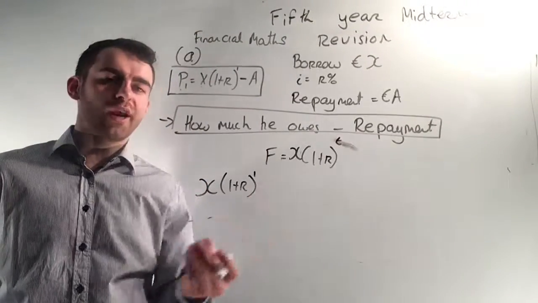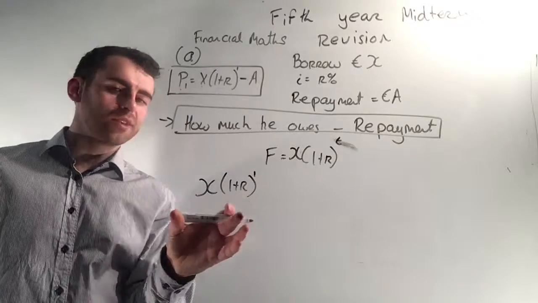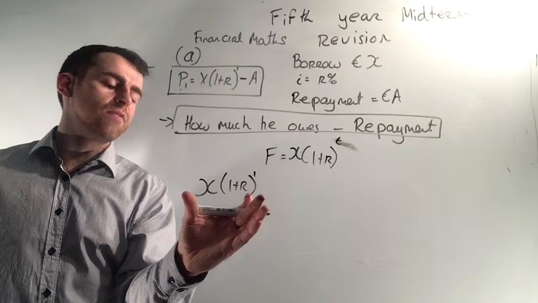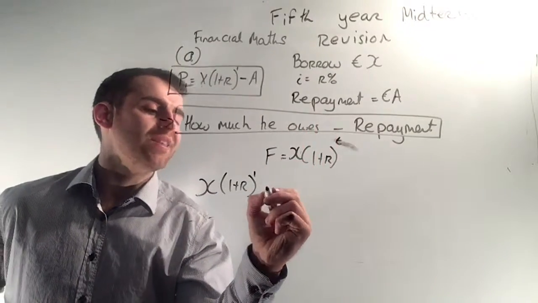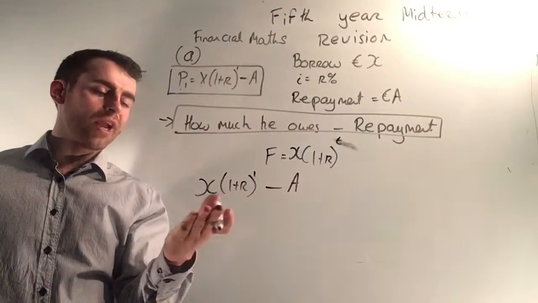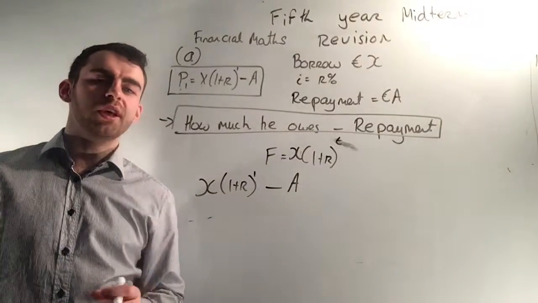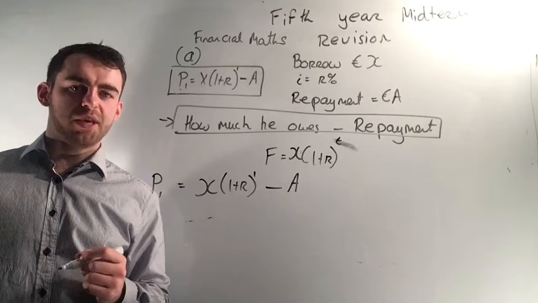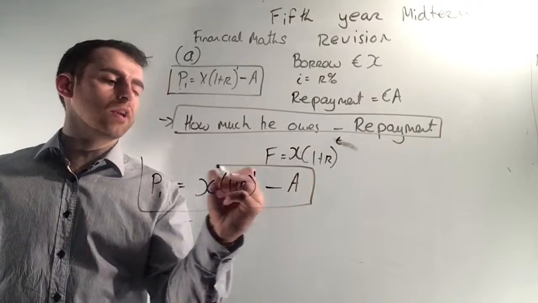And then I just need to subtract how much he pays them back. If he owes them 10,000 and he pays them back 5,000, then he only owes them 5,000 now. If he owes them this much money and he pays them A euro, I just subtract this, and that tells me how much money John owes the bank in 1 year, which is represented as P1. So that's what they were looking for in that question.